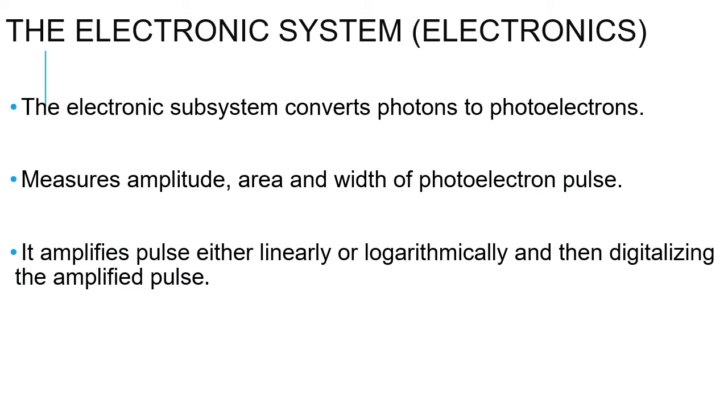Then the third component of the flow cytometer is the electronic system. The electronic system actually converts photons to photoelectrons. It allows us to measure the amplitude, area and width of the photoelectron pulse, which means the height of the particular signal, then the area of the particular signal, then how many signals you are getting. That is the purpose of having the electronic system.